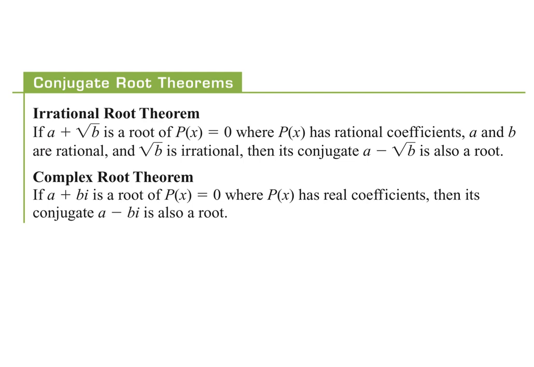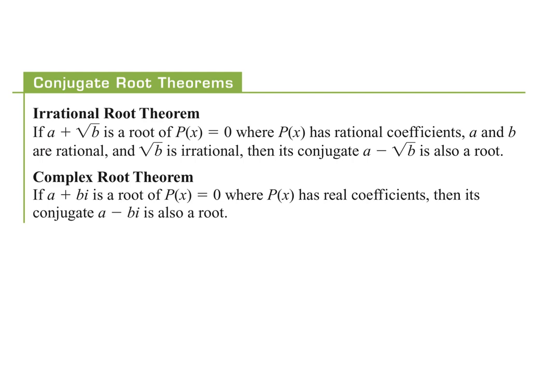It says irrational root theorem. If a plus the square root of b is a root of a function, that's what p of x is, and square root of b is irrational, meaning something that doesn't automatically simplify. So square root of 2 is irrational, but square root of 4 is not, okay? Square root of 2 is irrational because 2 does not have a perfect root. But square root of 9 is a rational number because you can actually take the square root of 9, it's 3, okay? So that's what that means.